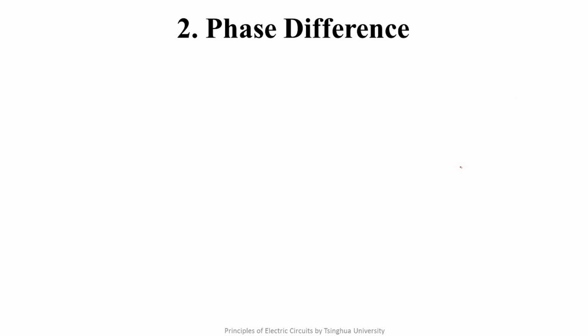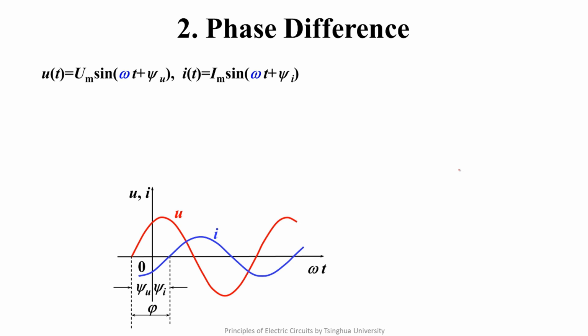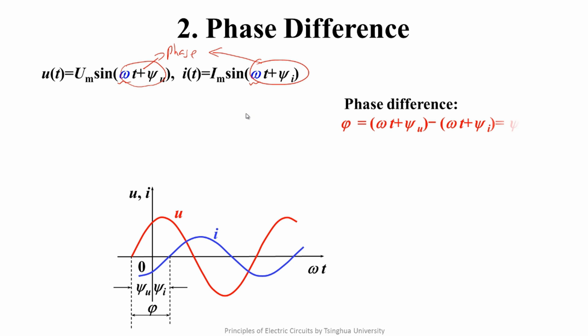After the 3 elements of a sinusoid, let's discuss the phase difference between 2 sinusoids with the same frequency. Take a voltage sinusoid and a current sinusoid as an example. This part of a sinusoid is the phase. If 2 sinusoids have the same frequency, their phase difference is a constant value. The phase difference between 2 sinusoids with the same frequency is the difference between their phases. The phase difference of the 2 sinusoids equals psi u minus psi i. Their waveforms are shown in the figure. According to the previous discussion, psi u here is greater than 0, and psi i here is less than 0.